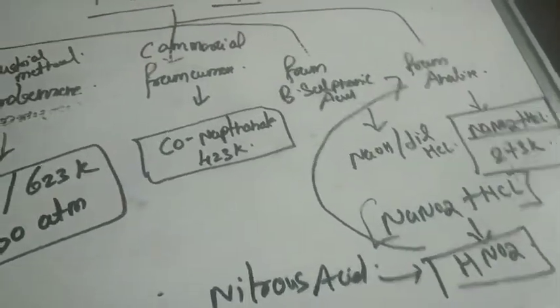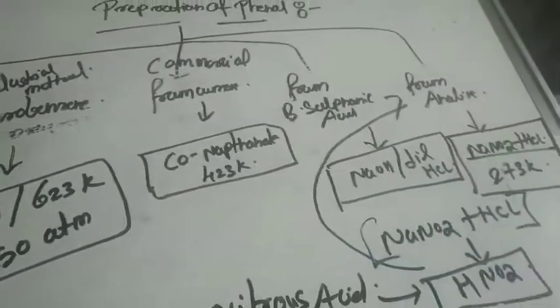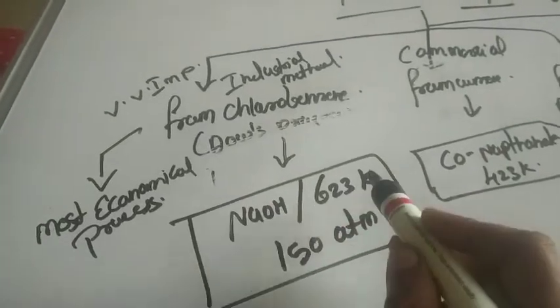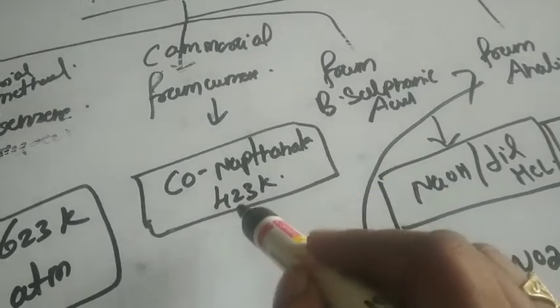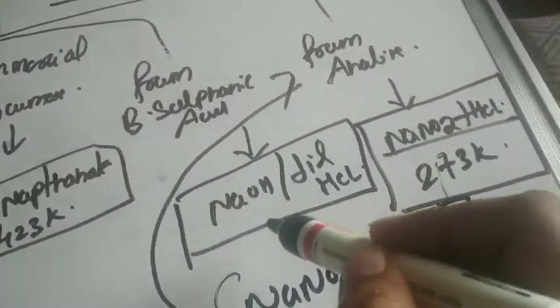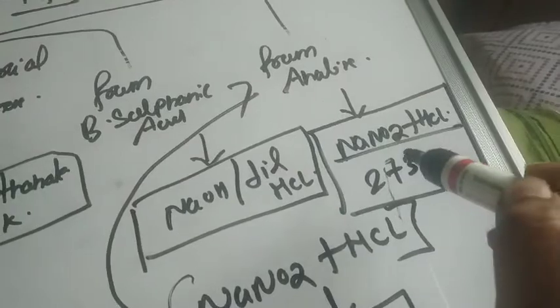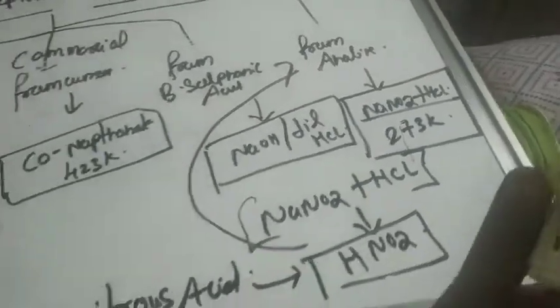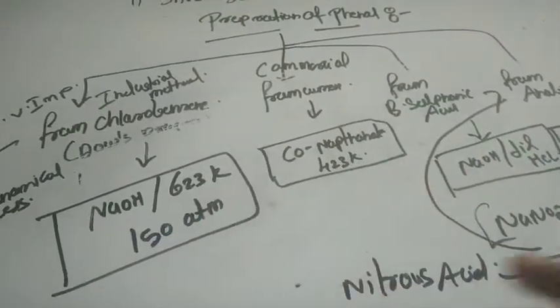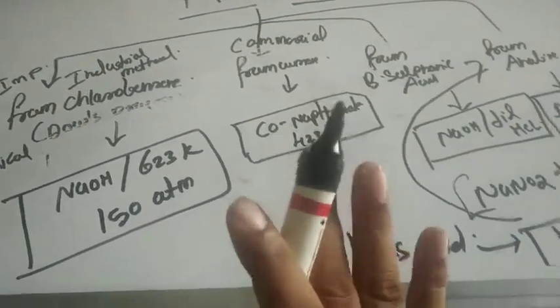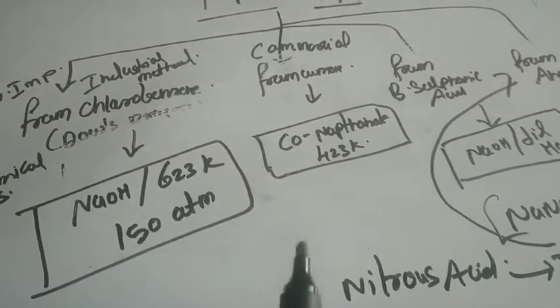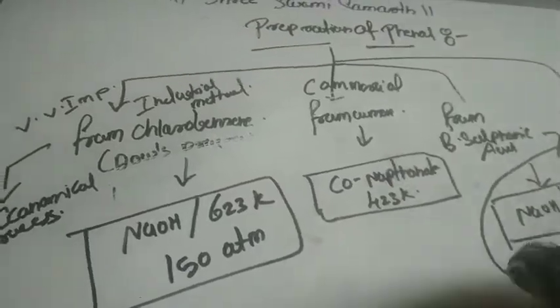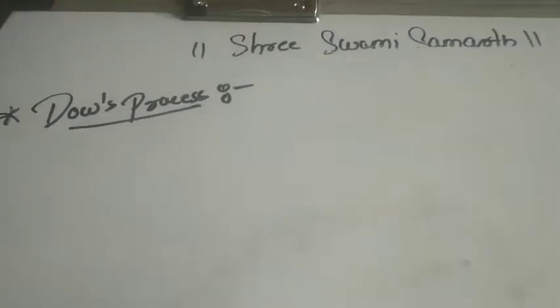So these are the important reaction conditions. देखो, पहले इसमें NaOH 623 Kelvin, 150 atmospheric pressure. दूसरे इसमें cobalt naphthenate 423 Kelvin. तीसरे इसमें NaOH dilute HCl. चौथे इसमें NaNO2 plus HCl 273 Kelvin, right? So these are the reaction conditions. My dear students, you can make a note of this, and you can also make a proper chart of these particular reaction conditions, right? Whenever you learn the reactions, okay, so let's learn the process.